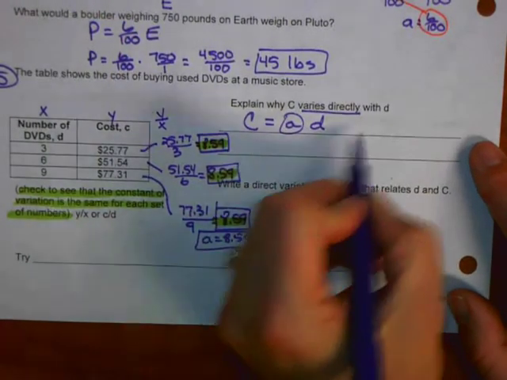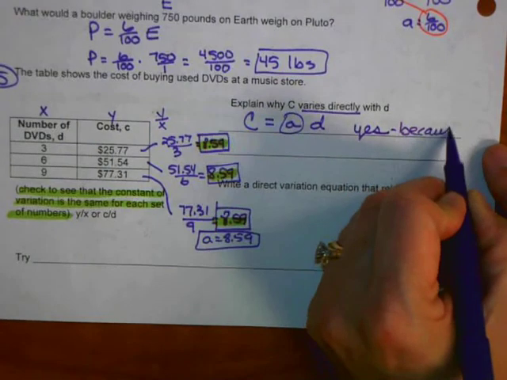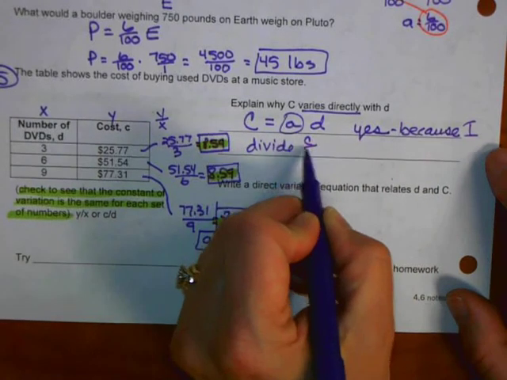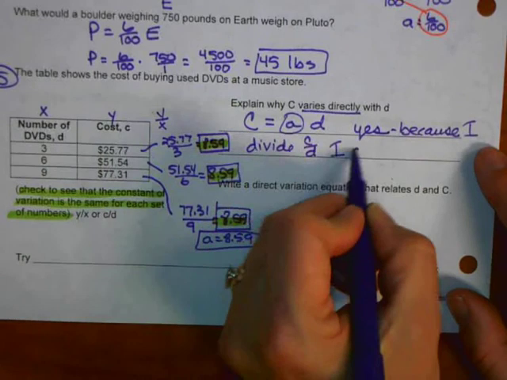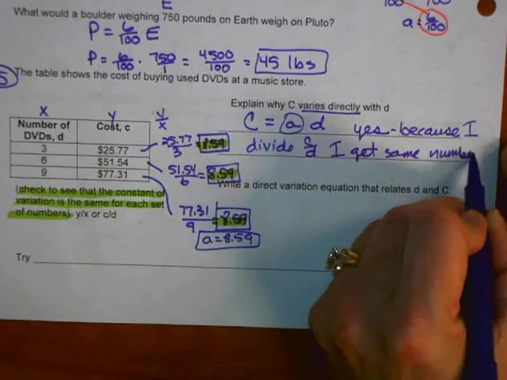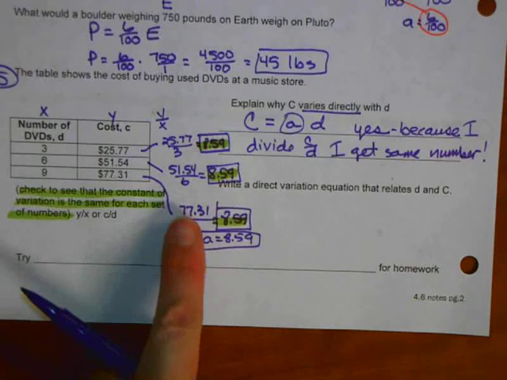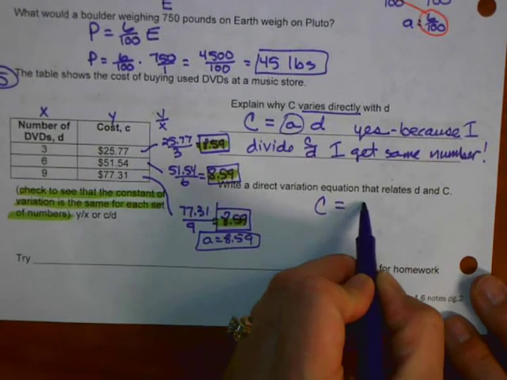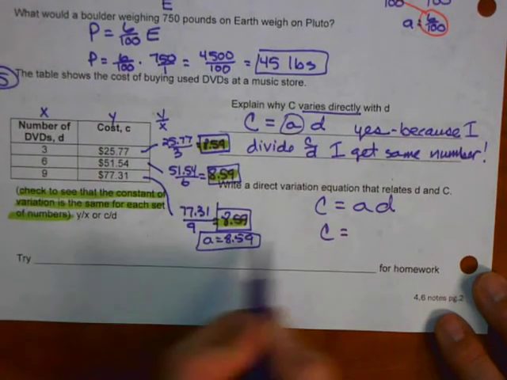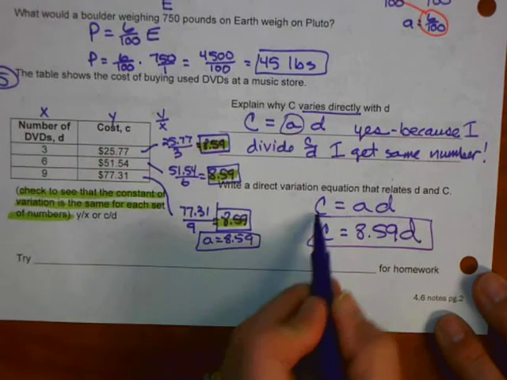So this would be a yes, because I divide C by D and I get the same number. So it's direct variation. Each time I divide. I need the direct variation equation for C varying directly with D. All I do is plug in this number, 859D. Plug in the A.